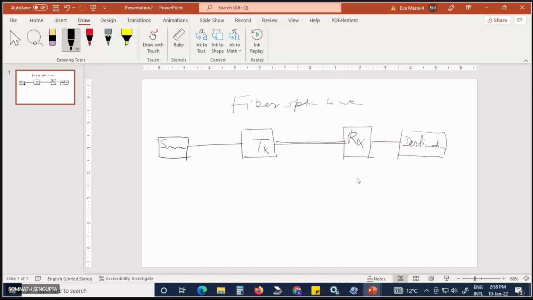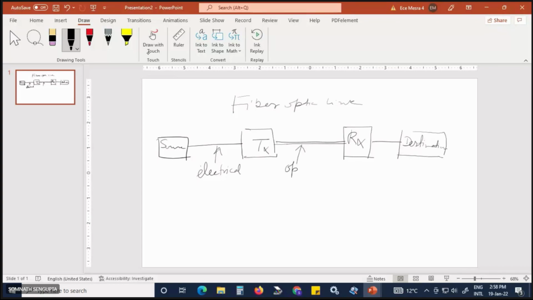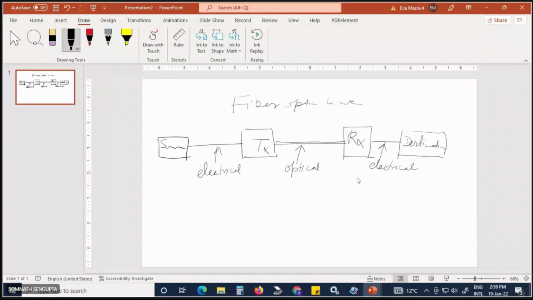Here this is the light signal, electrical signal, and here you see the optical signal, and here also you will see the electrical signal. Do you see the screen? Yes, sir. Okay.